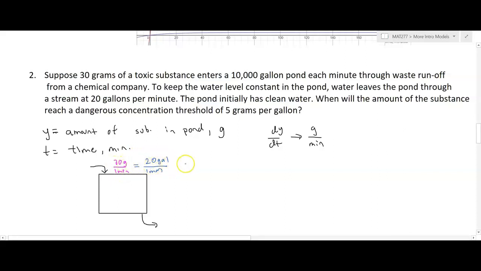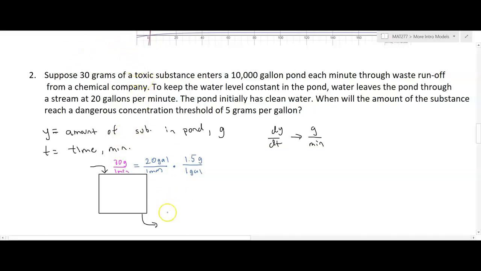So I have to ask myself here, what if I wanted to know at what concentration the substance is coming into the pond? I could just take 30 divided by 20, which is actually 1.5. So if I really wanted to know all those details for some reason, I could say, well, this would have to be 1.5 grams per 1 gallon in order for these two to multiply and give me 30 grams per minute. So again, sometimes you get information that you don't need to put together, it's already put together for you.